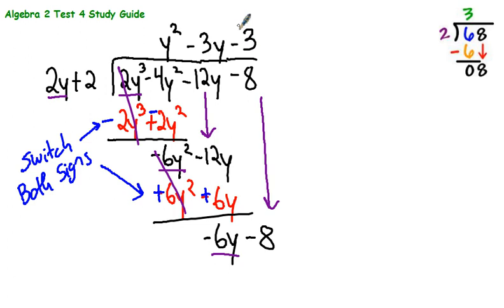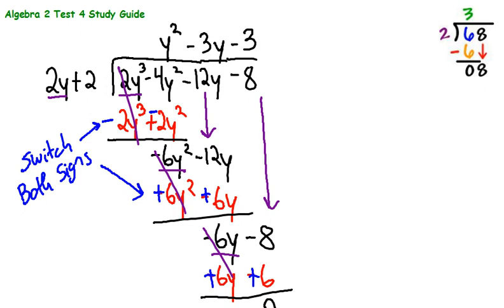Multiply it out, negative 3 times 2y, which would be a negative 6y. Negative 3 times 2, which would be a negative 6. And we know we're not canceling yet, because we know we've got to switch some signs. Let's switch that to a plus. We'll switch that to a plus. And then now we can cancel. And negative 8 plus 6 would give us a negative 2. So we have a remainder there of negative 2.